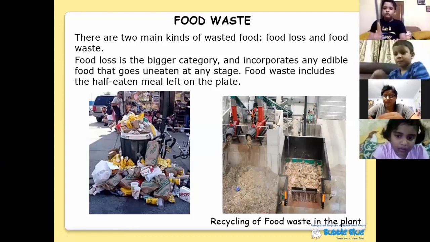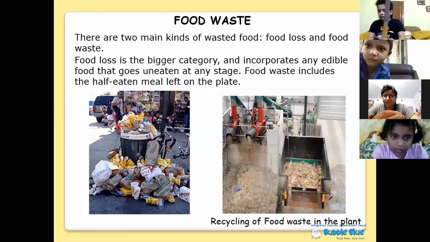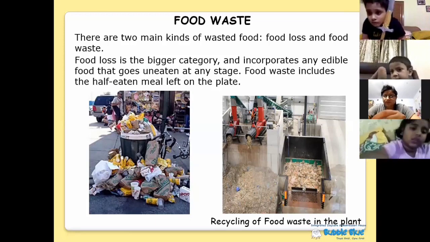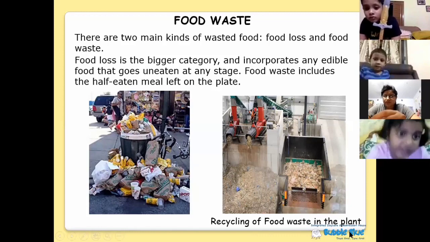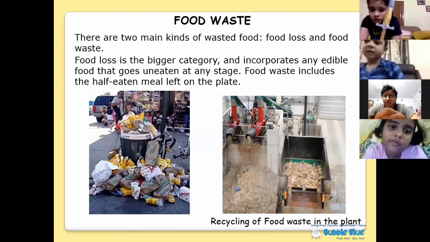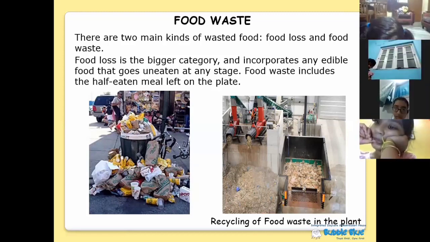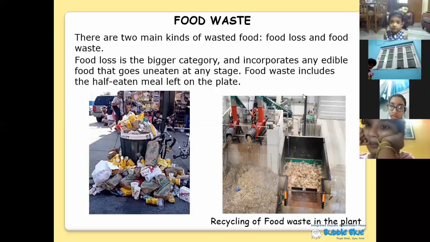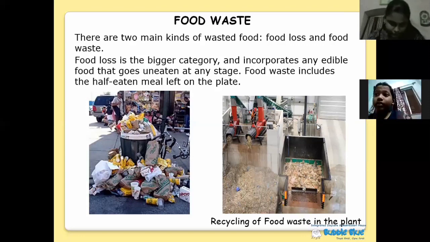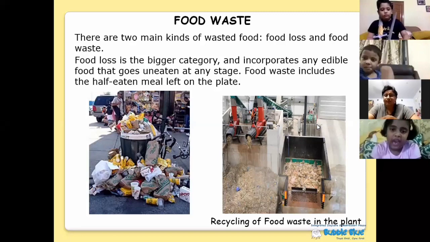Food waste. We waste a lot of food. There are two main kinds of wasted food. One is food loss and one is food waste. You can see in the picture the overflowing bin with so much garbage fallen. One dustbin is not enough. Food loss is a bigger category, and it incorporates any edible food that goes uneaten at any stage. Food waste includes the half-eaten meal left on the plate. You can see the recycling of the food waste in the plant, and we should not waste food.